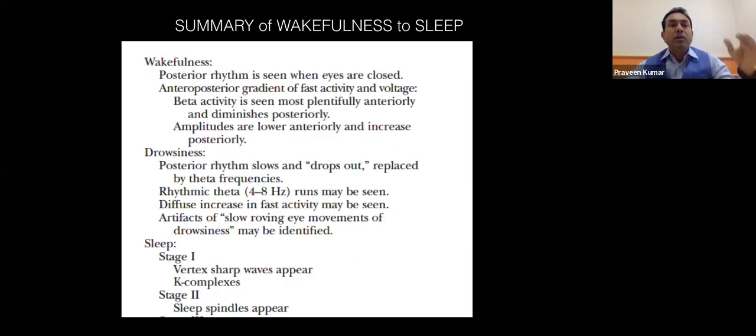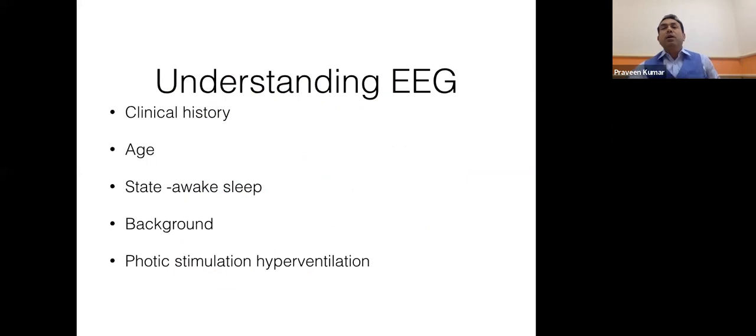So what is the summary? Wakefulness: posterior rhythm, anterior-posterior gradient. Sleep: vertex wave, K-complexes, sleep spindles. So this is the part: wakefulness, posterior rhythm, which is reactive to eye opening. And in sleep, you get the vertex waves, spindles, and K-complexes. In brief, these are the things which you have to remember.